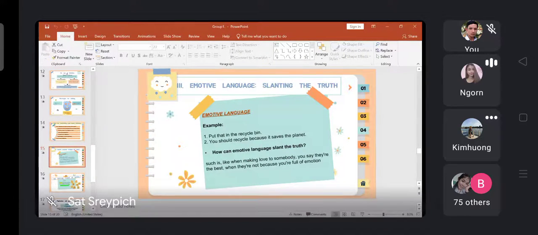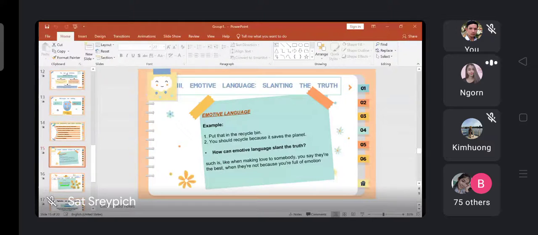Good evening, teacher and my classmates again. My name is Ngon Sita. My point is emotive language, spreading thoughts. What is emotive language? Emotive language is the term used when certain word choices are made to evoke an emotional response from the reader. Emotive language is often aimed at the reader or listener, to share the writer's or speaker's point of view, using language to stimulate an emotional reaction.